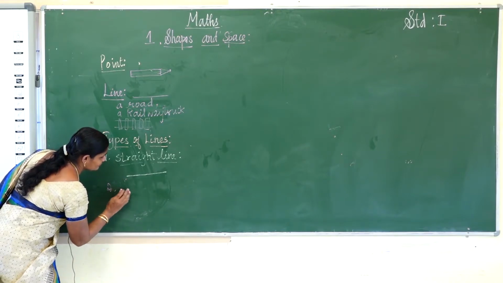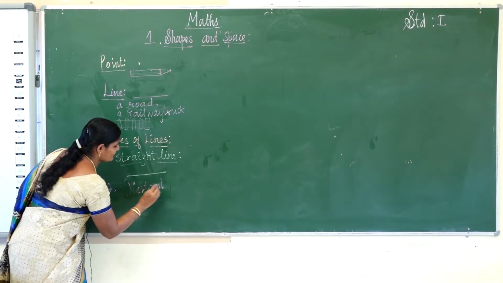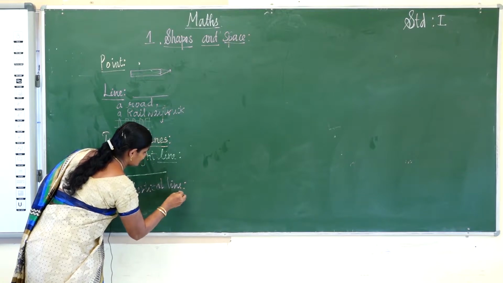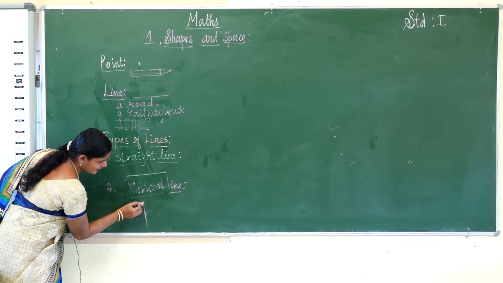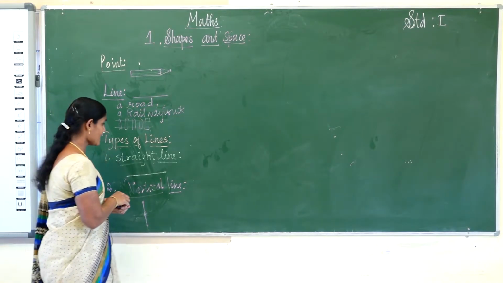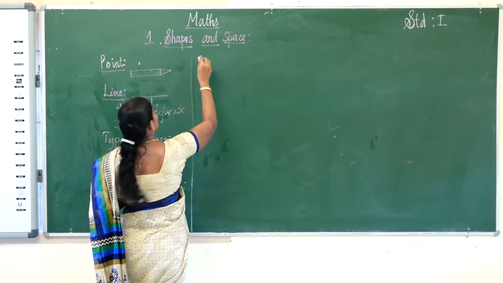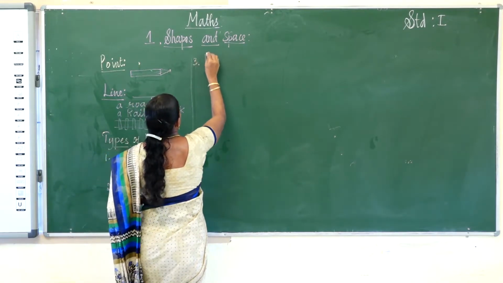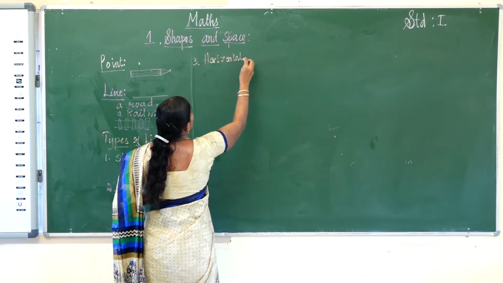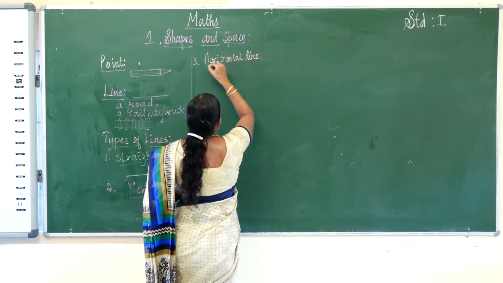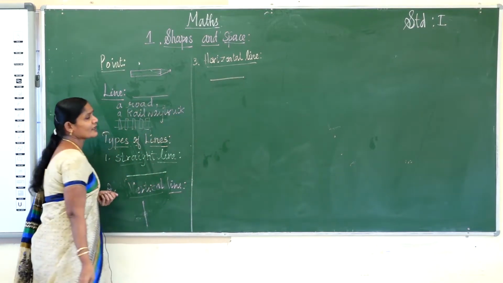Then the second one is a vertical line. How do you draw vertical lines? Like that. This is the vertical line. The next one we see is the horizontal line. How do you draw a horizontal line? Like that. This is the horizontal line.